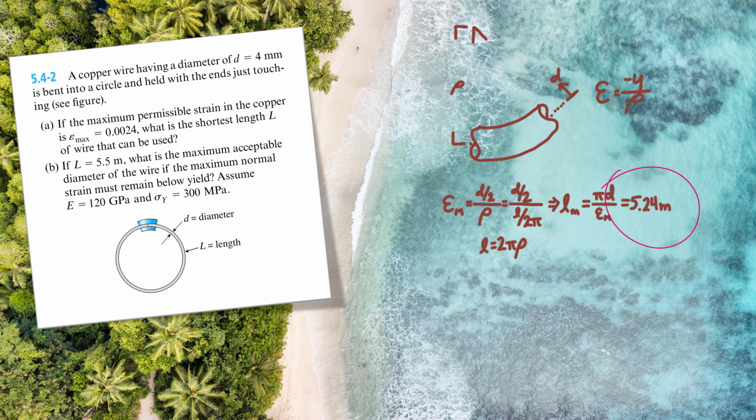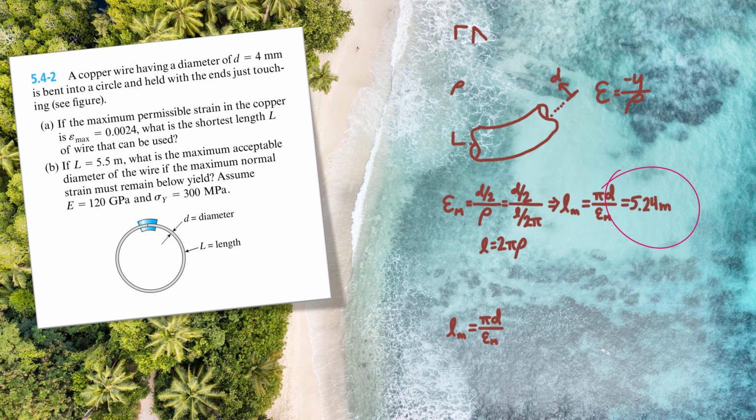Next, if we now have a given length, what is the maximum acceptable diameter of the wire if the maximum normal strain must remain below yield? Assume this given elasticity and yield strength. Now, we're not going to be using the E from part A since we're given it, and we're not going to be using the strain from part A because we're given elasticity and yield.